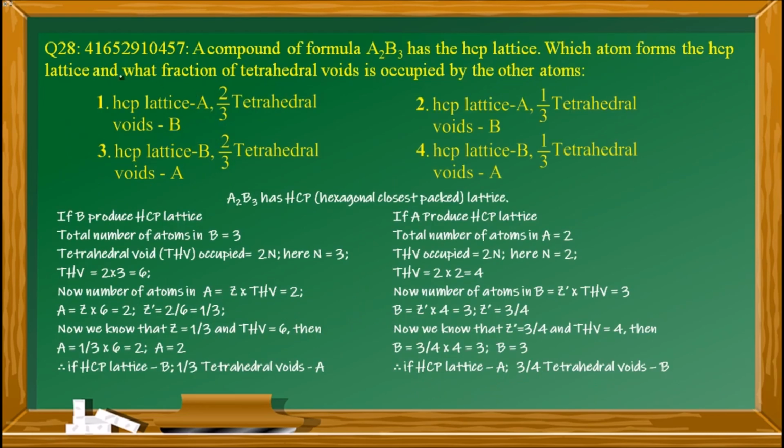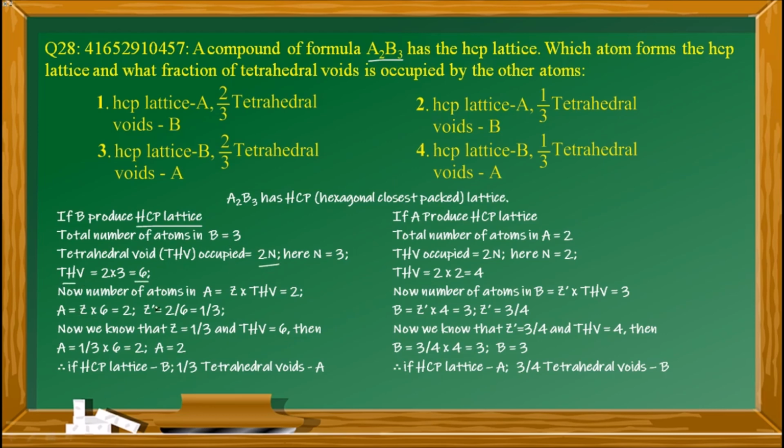Next, question number 28. A compound of formula A2B3 has the HCP lattice, that is hexagonal closest packed lattice. Which atom forms the HCP lattice and what fraction of tetrahedral voids is occupied by the other atoms? Dear friends, if A is forming the HCP lattice, then what about the tetrahedral voids of B by the other atoms? Imagine B producing the HCP lattice. Total number of atoms in B is given as 3. Okay, B3. Tetrahedral voids are 2n. N is 3. That means THV is 6.